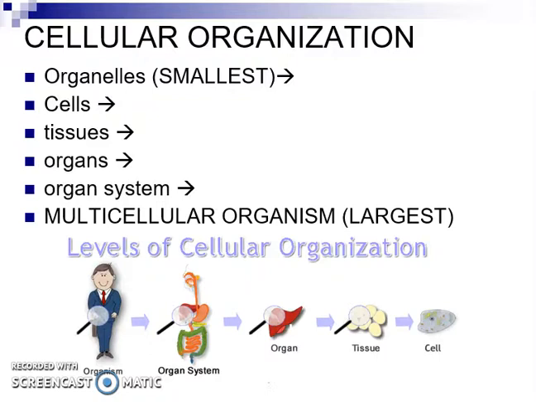A bunch of tissues together, you would get an organ, and a bunch of organs together, you get an organ system, and then a bunch of organ systems together like us, you're going to get a multicellular organism, which is your largest you can go.